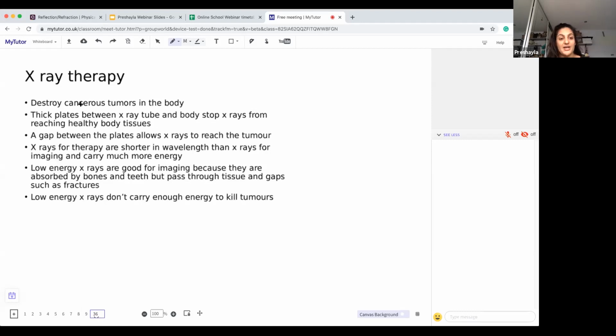This is all to do with X-ray therapy, which can destroy cancerous tumours in the body. So thick plates between X-ray tubes and the body stop X-rays from reaching healthy body tissues, but we really want to zap that tumour and destroy it. So low energy X-rays are what we use for imaging purposes, and high energy X-rays are what we use to kill them off, basically.